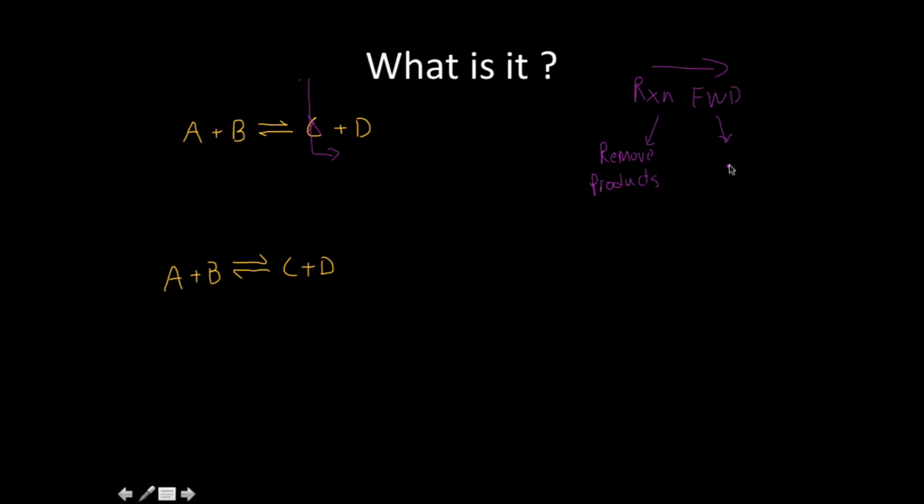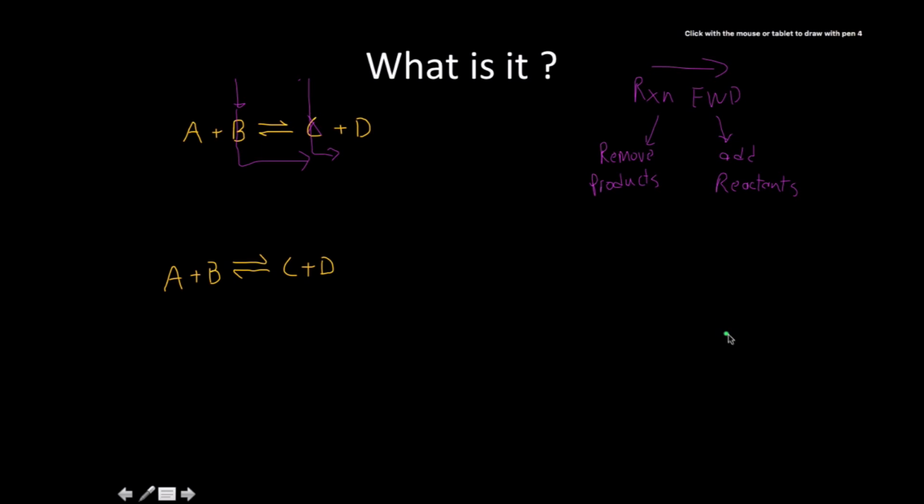And that's one thing. The other thing that I could do is add more reactants. If I add more B, I have an excess amount of B, well, we need to balance this thing out. We need to stabilize it, and so it's going to go in the forward direction, right? That's if I want my reaction to go forward.